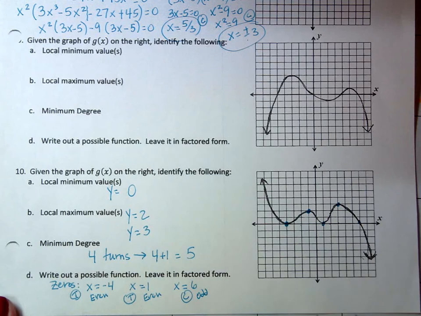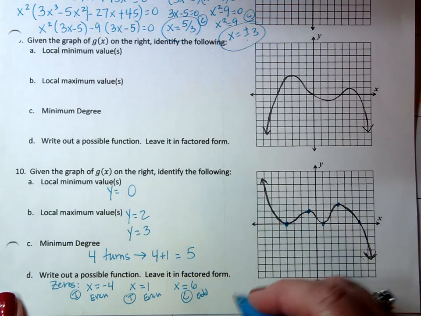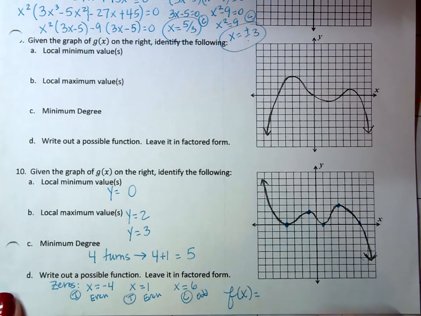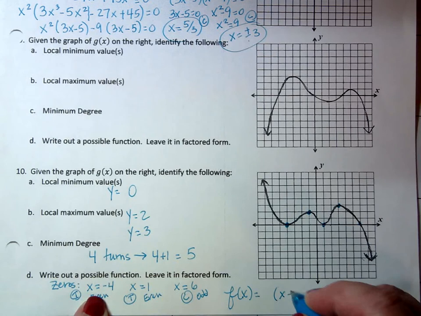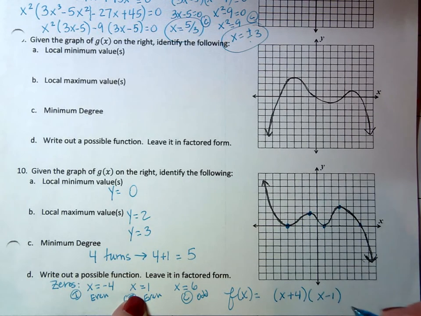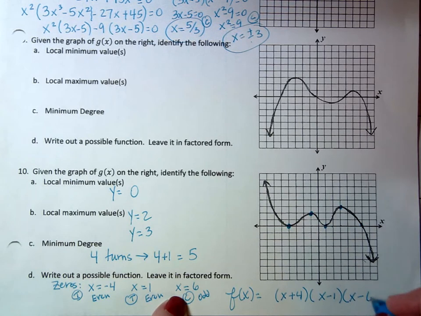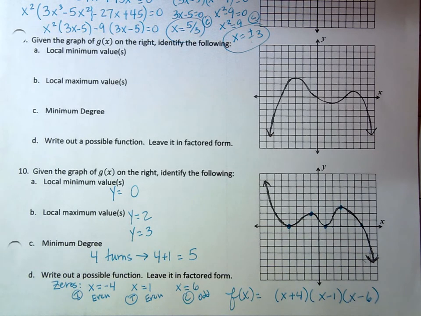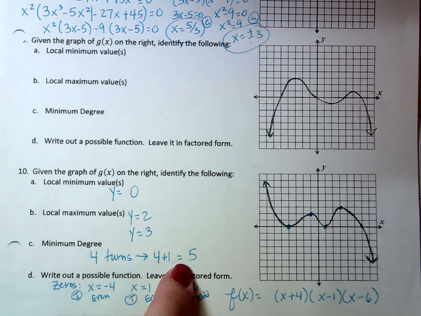So here comes my polynomial, my guess, f of x equals. I have an x plus 4 for this group. I have an x minus 1 for this group. And I have an x minus 6 for this group. Has to be a power that's at least 5. Can be more. Has to be at least 5. This guy has to be even. I'm going to make him a square.